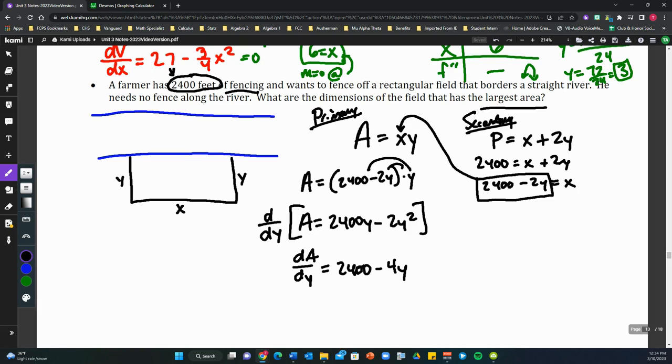And now we can find our critical numbers. So we got 0 equals 2400 minus 4y, or 4y equals 2400, which gives me y equals 600. So just like with the previous one, it just so happens that we only end up with one critical number, but it's still not safe for you to just automatically assume that this yields a maximum in that area. We still want to do the legwork to prove that this is in fact true, okay?